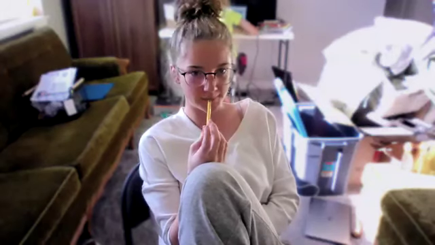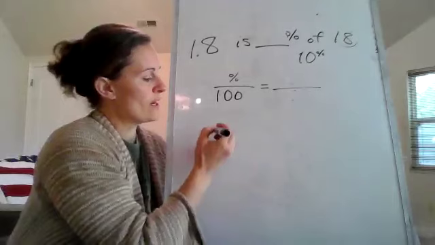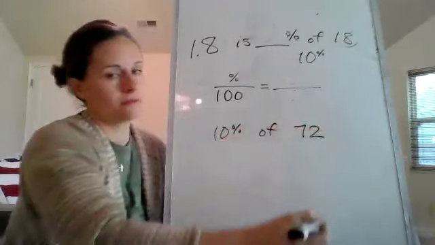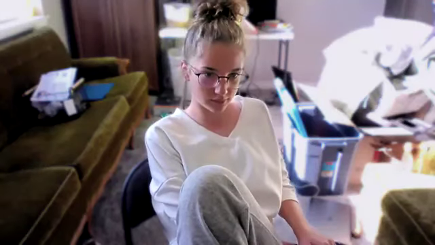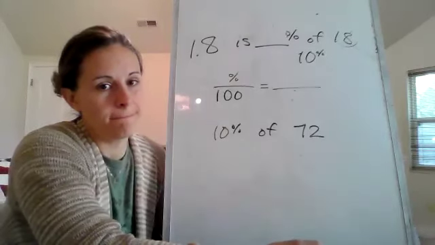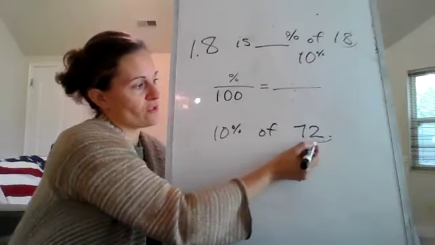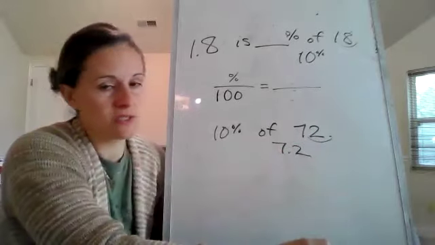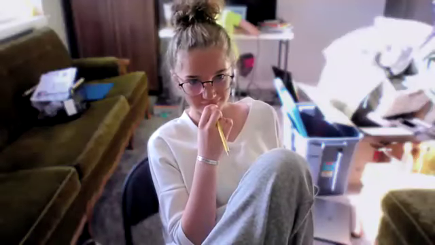So let's do a quick practice on that. What is 10% of 72? 72. Yeah, did you catch what we did? What's the trick? Where's the decimal point on 72? It's hiding at the end. It was invisible. And then we just move it over to the left. So 10% of 72 is 7.2. Did you follow that?